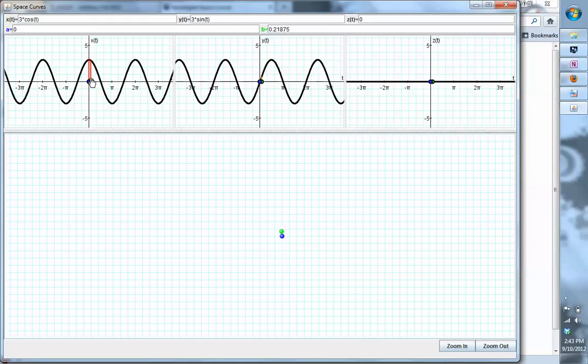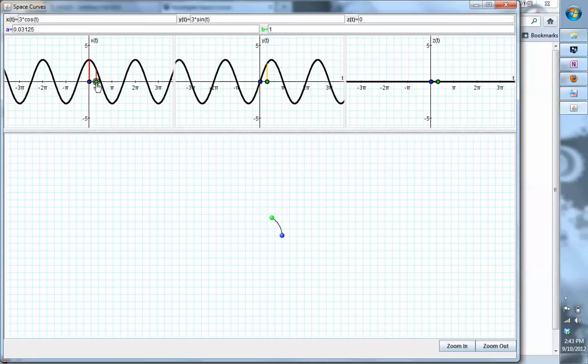So let's start out at 0 here. What's the x coordinate when t is equal to 0? 3, right? And what's the y coordinate? 0. So yeah, the x coordinate is 3, the y coordinate is 0, and that's where we are. We're at 1, 2, 3, and 0. Now, what's going to happen as I slide this guy to the right? Oh, I've lost my green guy. Hold on for a second.